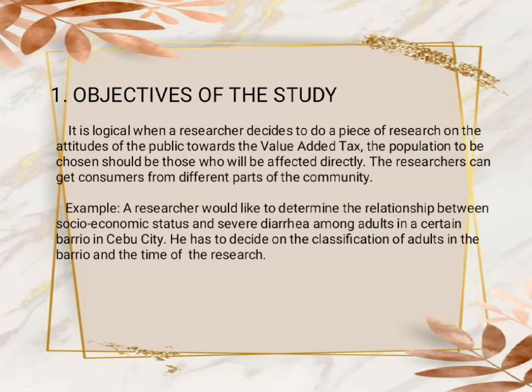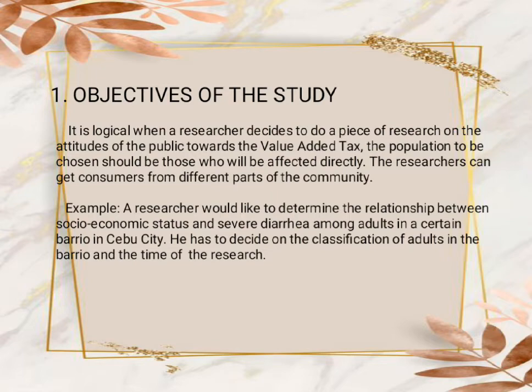Example, a researcher would like to determine the relationship between socioeconomic status and severe diarrhea among adults in a certain barrio in Cebu City. He has to decide on the classification of adults in the barrio and the time of the research. Another example is if a person likewise wants to do a piece of research on drug addicts who have been rehabilitated, then he has to get records from rehabilitation centers and their current addresses.